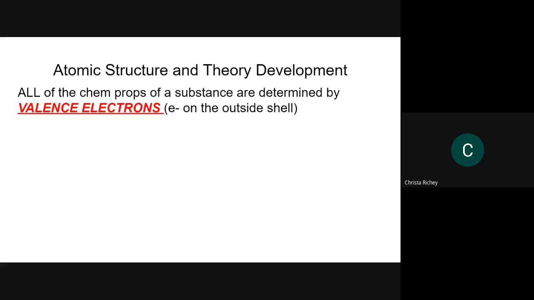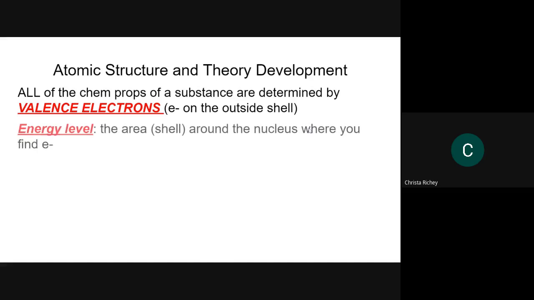If they have 2 valence electrons, then they have 2 bits that can fit with other atoms. If they have 4 valence electrons, then they have 4 bits that can fit with something else. I get to teach you how they talk. We're not there yet, but this is how they talk. This is literally the language of an atom, its outside shell. That outside shell is called an energy level. We're normally going to be drawing these using Bohr's planetary model.